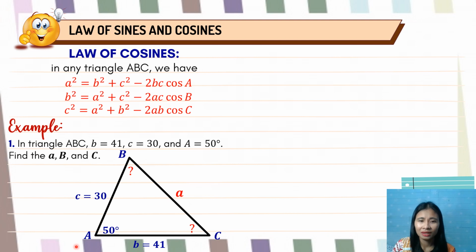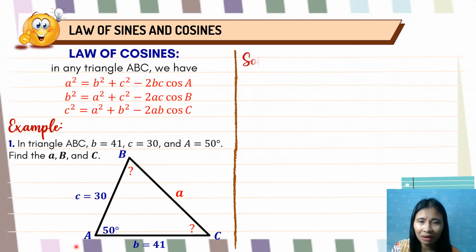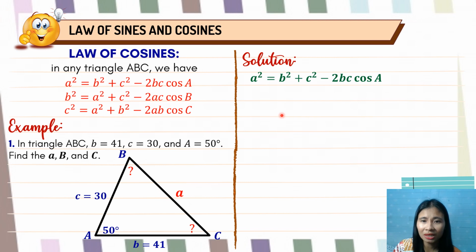So now, from the given, how are we going to identify what particular equation we're going to use? Here, we have the lengths of the two sides b and c. So try to locate b and c from the three equations. And the partner is angle A, which we also have as given, meaning we are going to make use of that equation.